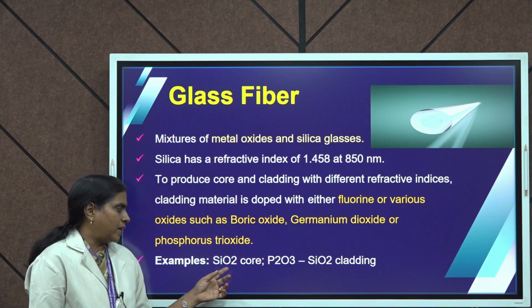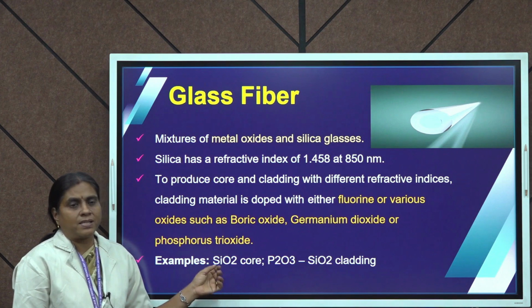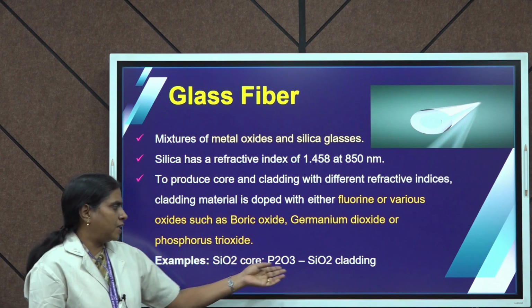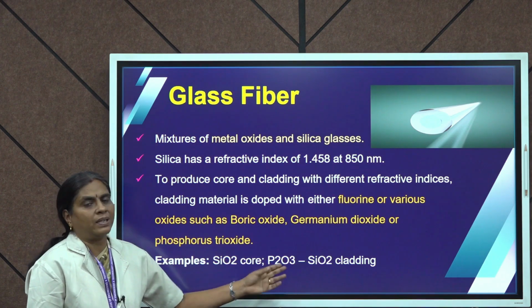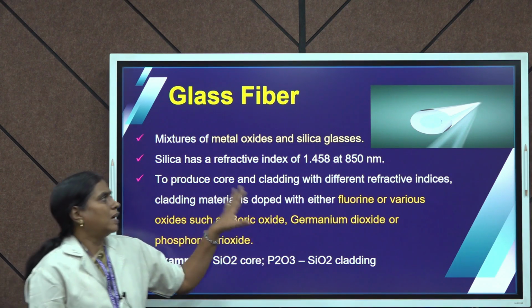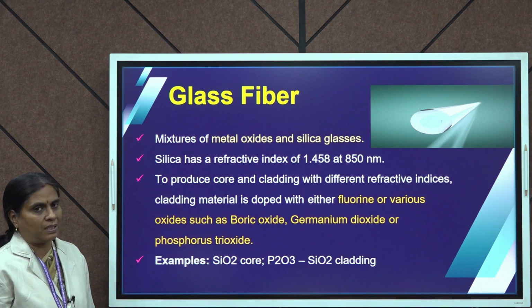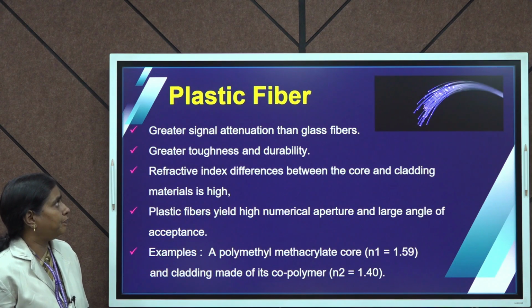So one example is silicon dioxide. Here silicon dioxide is used as the core, and a combination of some dopant is added to the silicon dioxide to make the cladding. So this is the glass fiber. It is basically made up of glass materials like silicon dioxide.